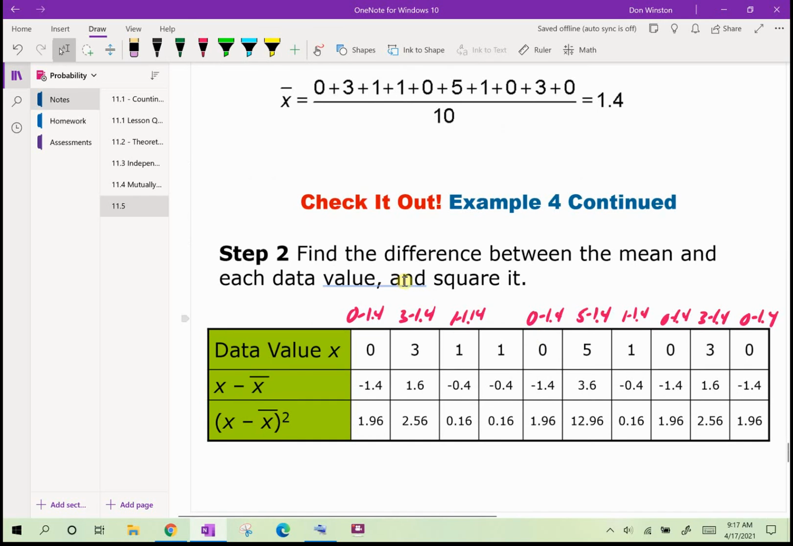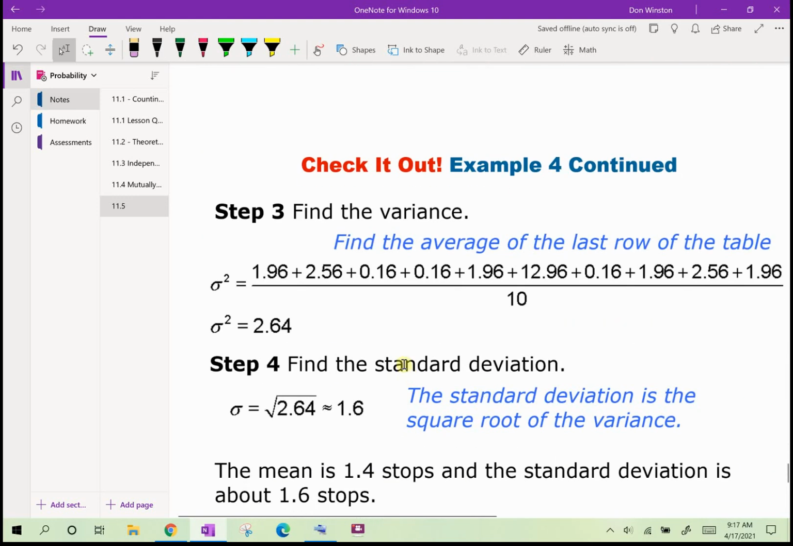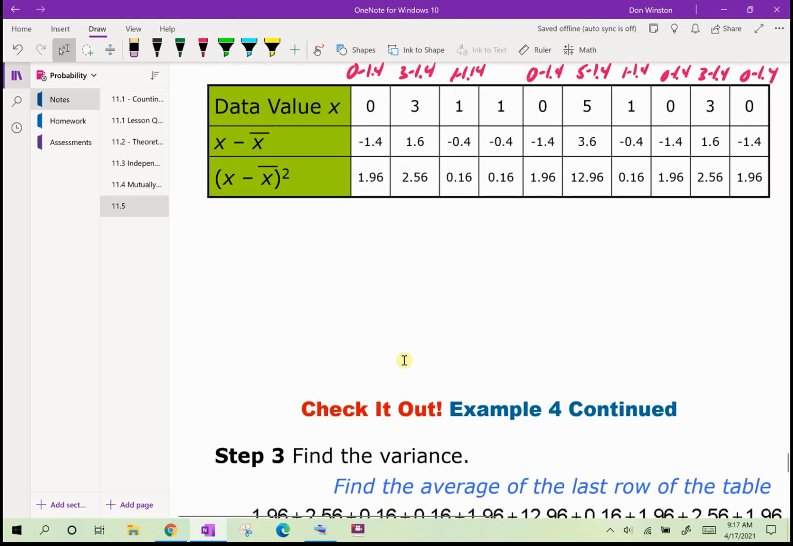Now we have to find the difference between each data value, 0, 3, 1, 1, 0, 5, and the mean. So 0 minus 1.4 is -1.4. 3 minus 1.4 is 1.6. 1 minus 1.4 is -0.4. We do that for all the data values. We square it. -1.4 squared is 1.96. 1.6 squared is 2.56. We square all the differences. So now we add them up.